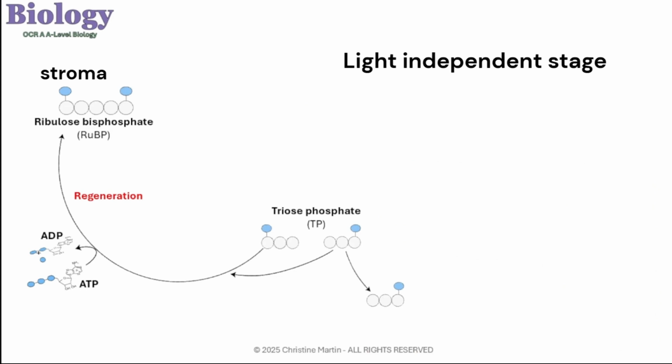Now, the RuBP used during carbon dioxide fixation must be regenerated as well to allow the light-independent reaction to continue. To achieve this, 5 molecules of triose phosphate are converted back into RuBP. This conversion requires energy which is provided by the remaining ATP molecules. 1 triose phosphate molecule leaves the cycle and is used to synthesize other carbon-containing compounds required by the plant.